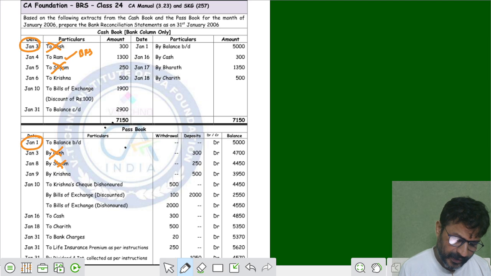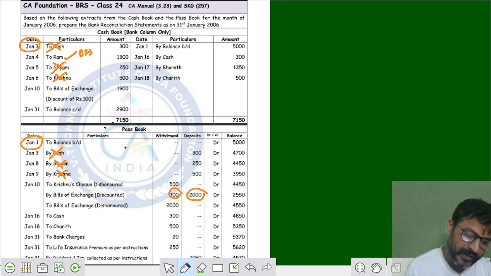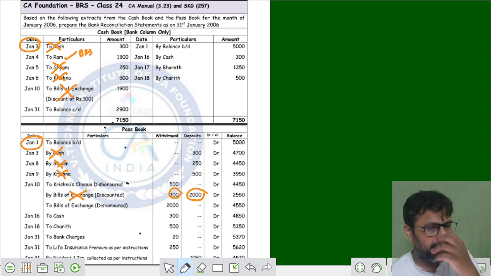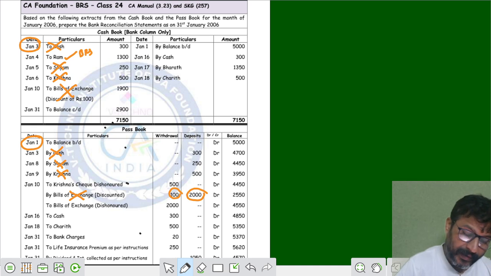We have a Krishna. Here also we have a Krishna, check dishonored. Krishna cancel, Krishna cancel. Here we have a bills of exchange, 1900 rupees. Discount is 100. See, Krishna's check is here, bills of exchange discounted. Same discount, 100 rupees. Value of the bill is 2000. After discount we got 1900. So this is to be cancelled and this is also to be cancelled. Carry down, leave it, I will tell you later. Here we have a brought down, leave it.